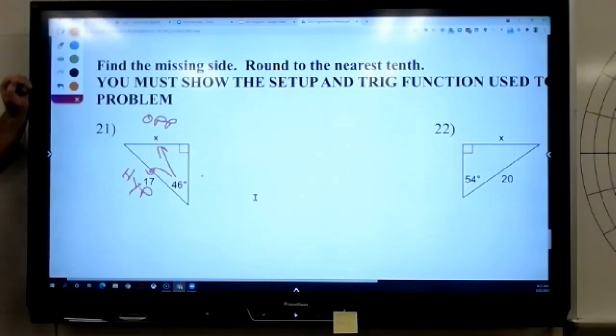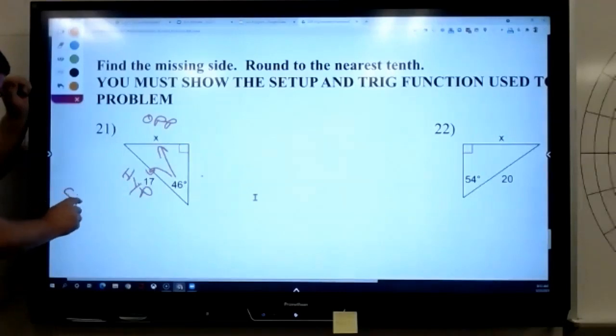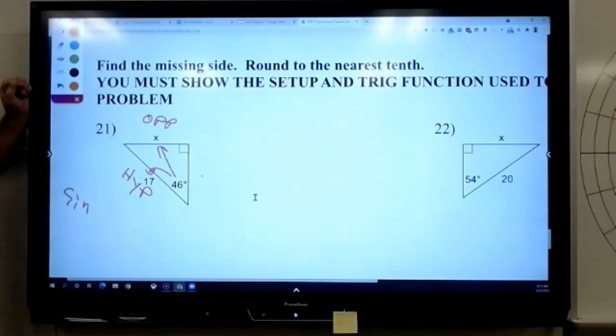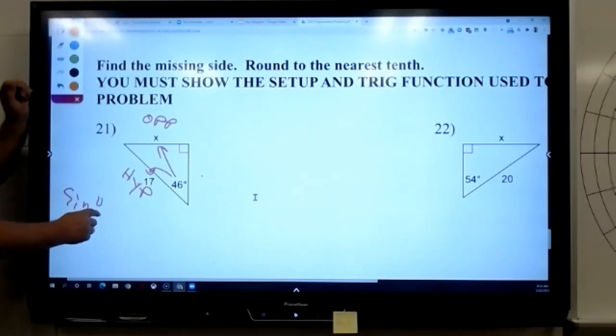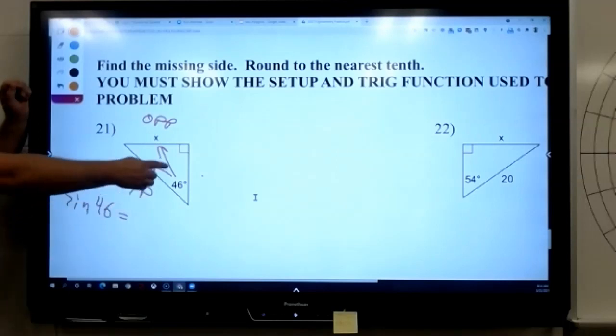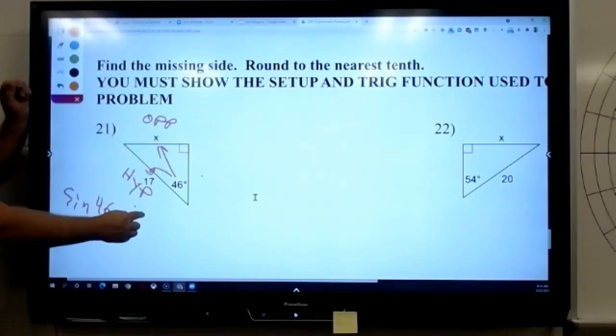So what am I going to use? Which trig function? Sine of what? Tabitha. Sine of what? What's the only angle you know? 46. Equals. What's the opposite side? X over.